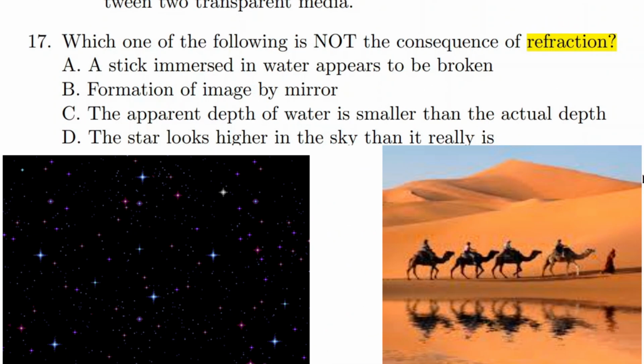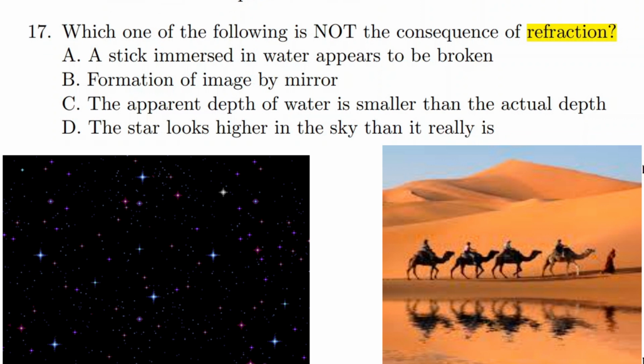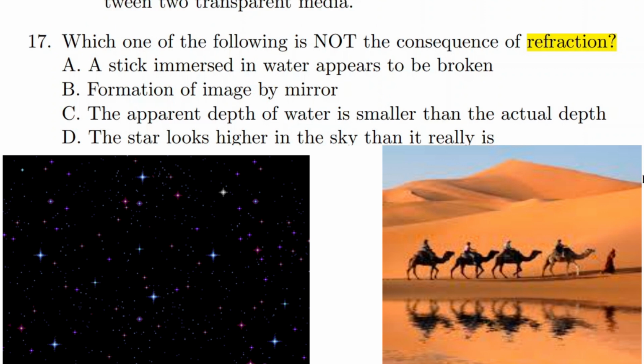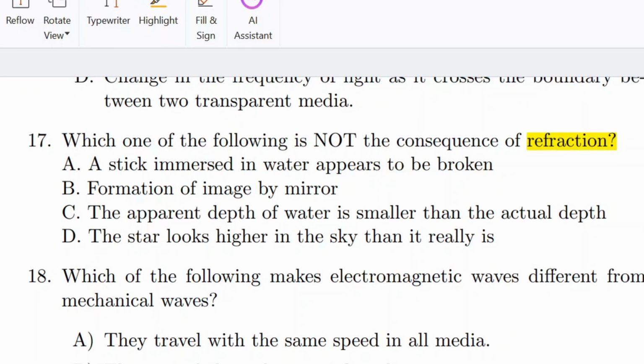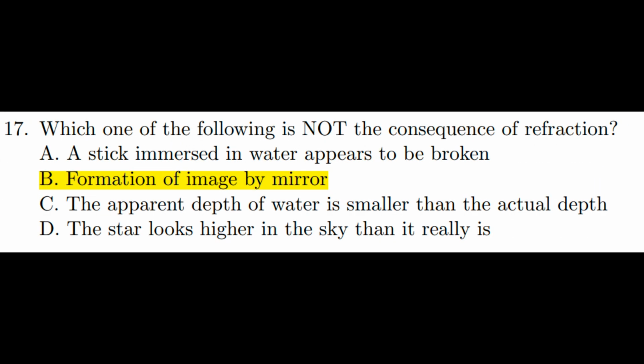And D says the star looks higher in the sky than it really is. This is also a consequence. The image we see at night from the sky is not exactly the star. We see the light from the star, and it appears higher than the star actually is due to the refraction of the light when it passes through the different layers of the atmosphere. So the not-consequence of refraction is alternative B, which says the formation of image by mirror.